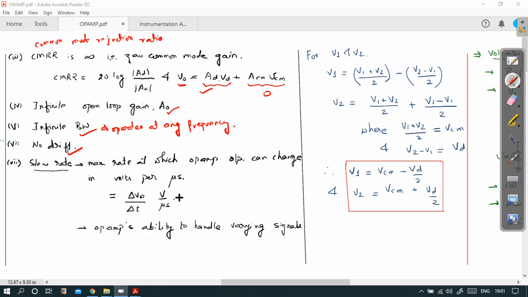But for practical op amps, we want it to be a maximum value, as high as can be achieved. So this slew rate actually defines the ability of the op amp to handle varying signals.